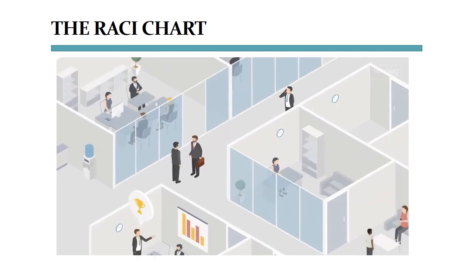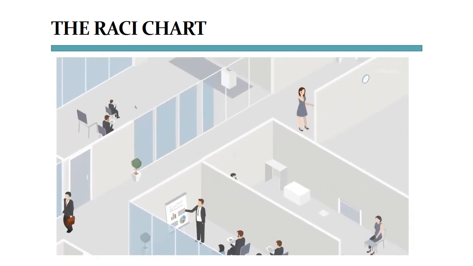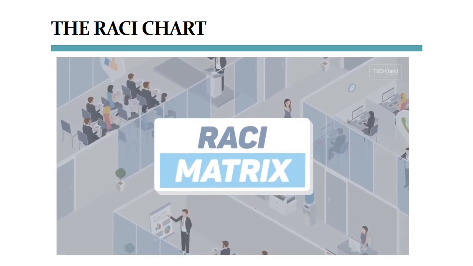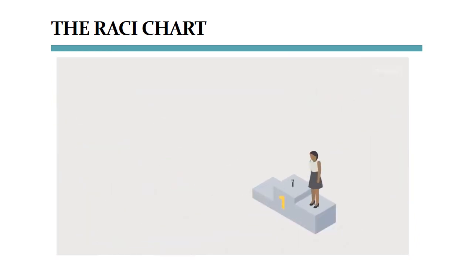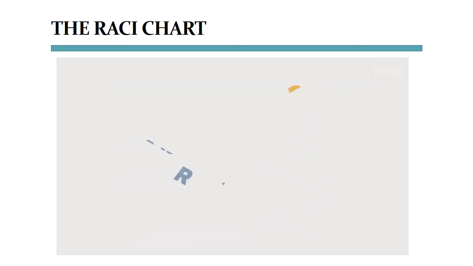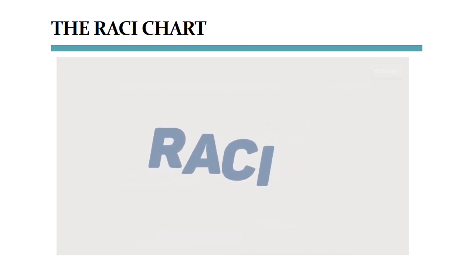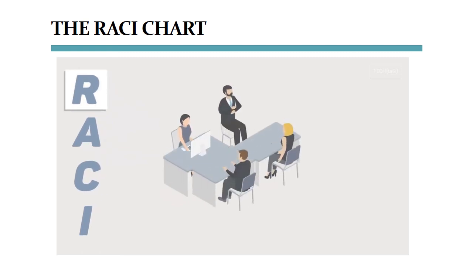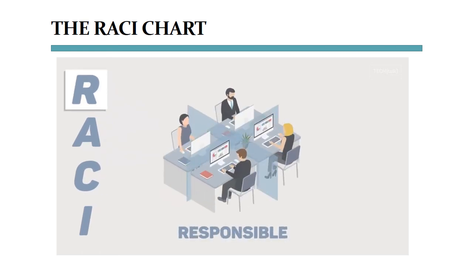A RACI matrix is a simple, effective way to define and document project roles and responsibilities. Using one will significantly improve your chances of project success. The acronym RACI stands for the 4 roles that stakeholders might play in any project. The people who do the work are responsible. This includes anyone who must complete a task or make a decision. Several people can be jointly responsible.